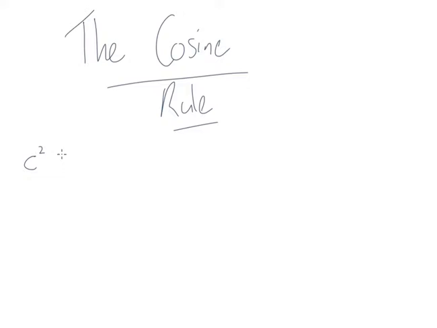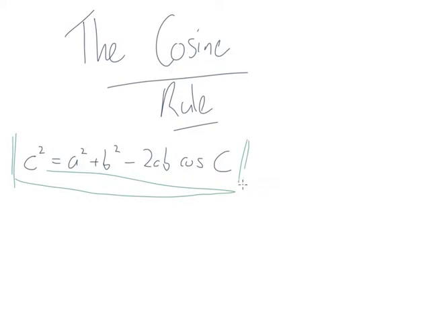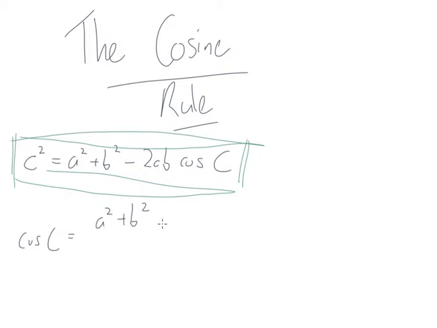It says that c squared equals a squared plus b squared minus 2ab cos C. So quite extensive in terms of how it looks there. You can rearrange it as well. So if you do rearrange it, the other version of it says that cos C equals a squared plus b squared minus c squared on 2ab. Okay, so that's the same thing, just rearranged.